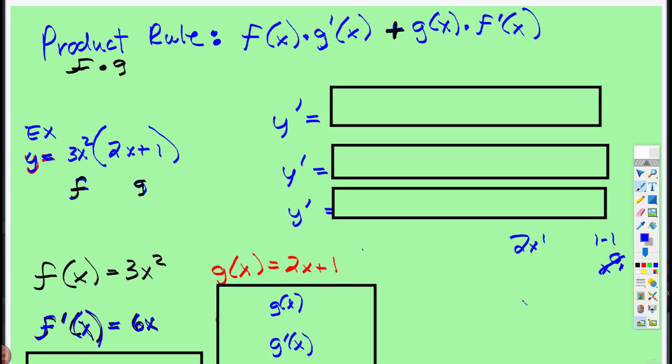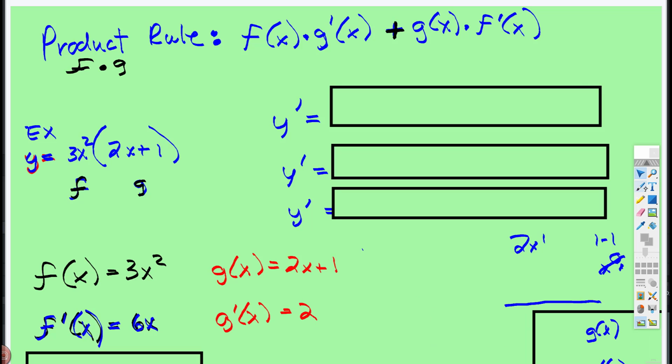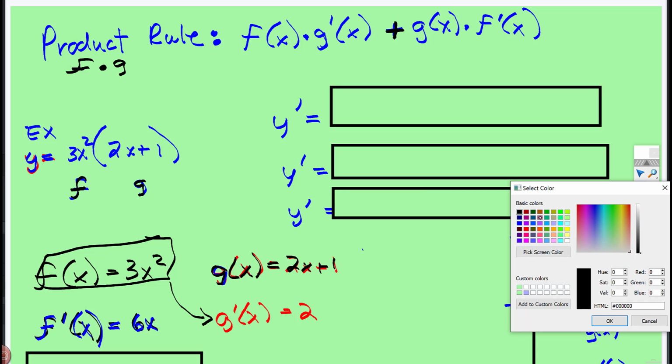Remember what the derivative of a constant is? What's the slope of a horizontal line? 0. So I'm going to put that original back in black. And then we're just going to follow that formula. You take the original f and you multiply it by the derivative of g. Then you'll put a plus sign.